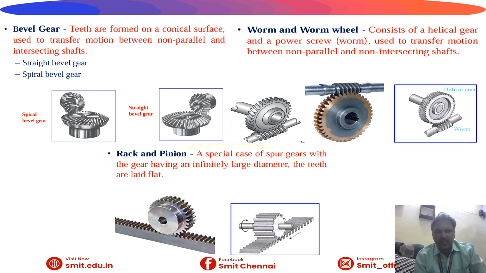Then bevel gear: teeth that are formed on a conical surface, used to transfer motion between non-parallel and intersecting shafts. So it is a non-parallel one. The previous diagrams we have seen were all parallel ones; this is not parallel. Worm and worm gear consist of a helical gear and a power screw, that is the worm. At the top we can see the screw type, that is a power screw, used to transmit motion between non-parallel and non-intersecting shafts.